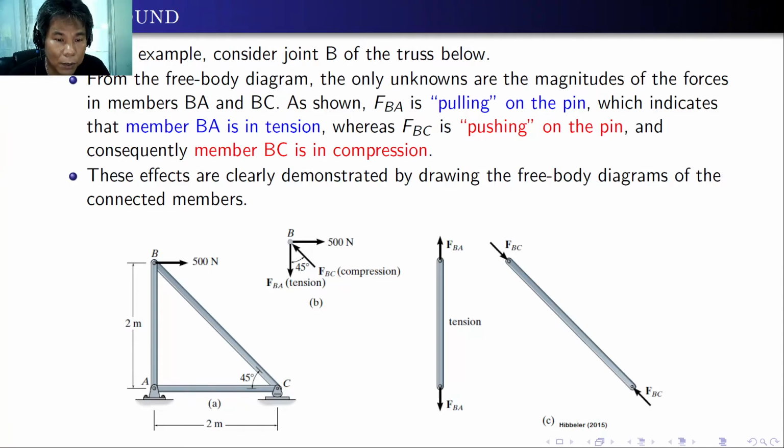is in compression. Here you will notice I am actually using the blue color for tension and red color for compression, and you can use that one to remember that we are talking about tension and compression. Anyway, it's just a notation. You can always use any other colors of your choice. These effects are clearly demonstrated by drawing the free-body diagrams of the connected members. So as you can see, we have separated the two free-body diagrams of the connected members, which is both in tension and compression. So you can see the free-body diagram at joint B is shown here.